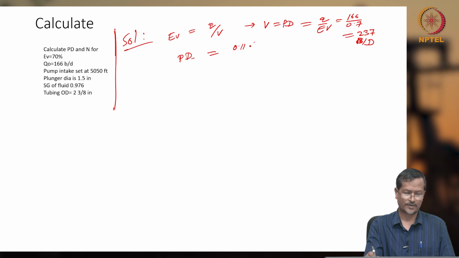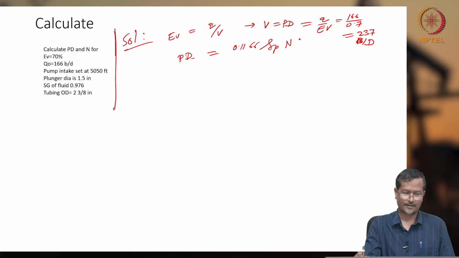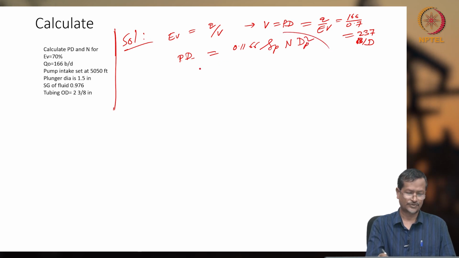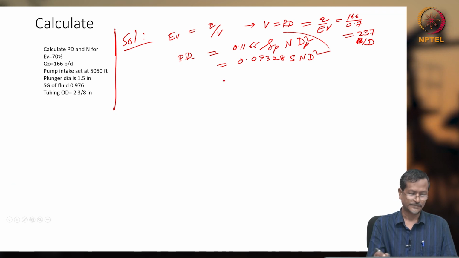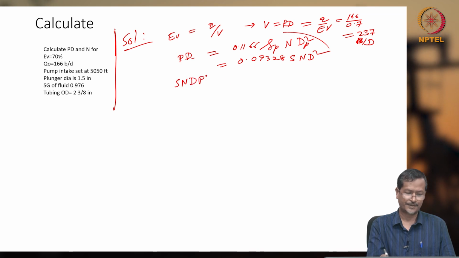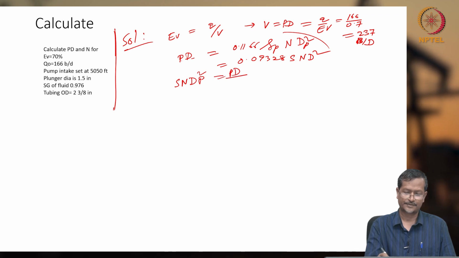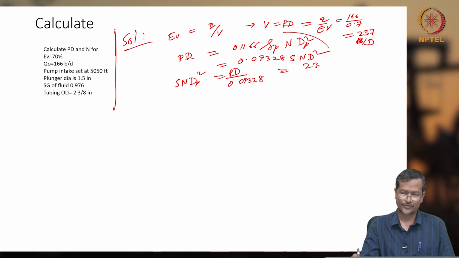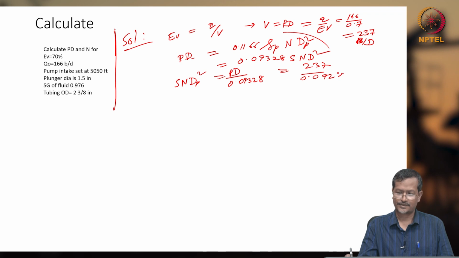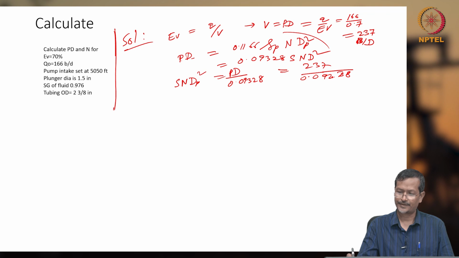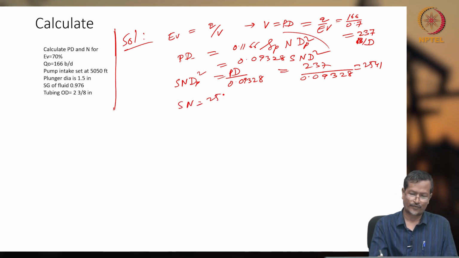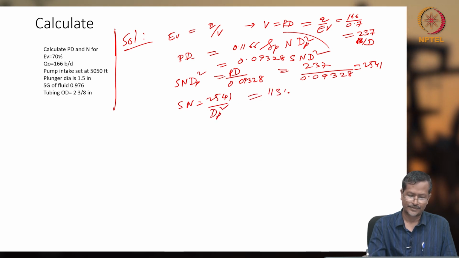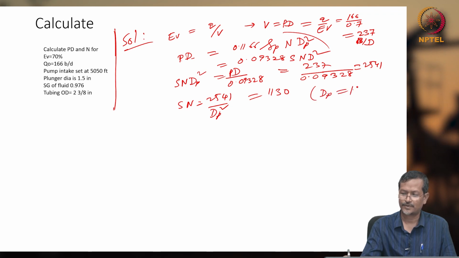PD equals 0.1166 SP N DP square, diameter of pump plunger square. This will give 0.09328 S N DP square. So from there you are getting S N DP square equals PD, the actual, divided by 0.09328, which gives 237 divided by 0.09328. So S N equals 2541, and DP square equals 1130. DP is given equals 1.15 inch.